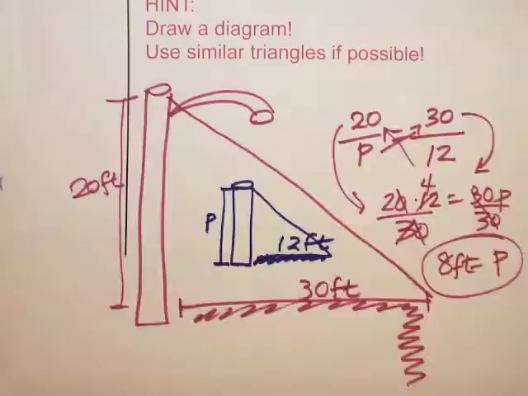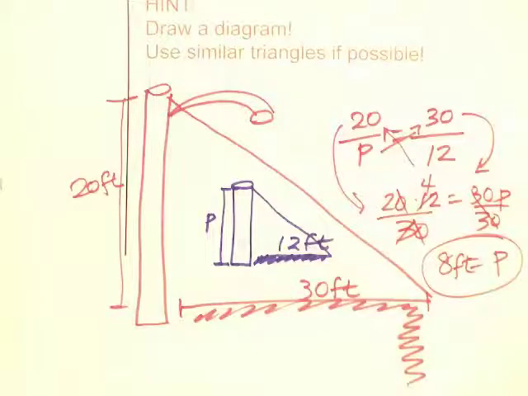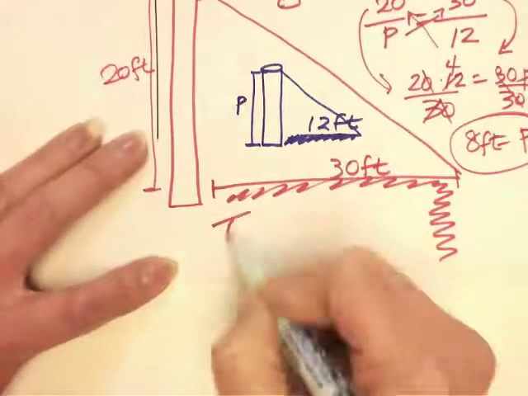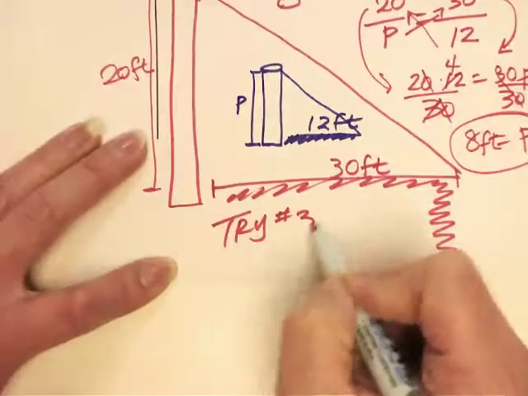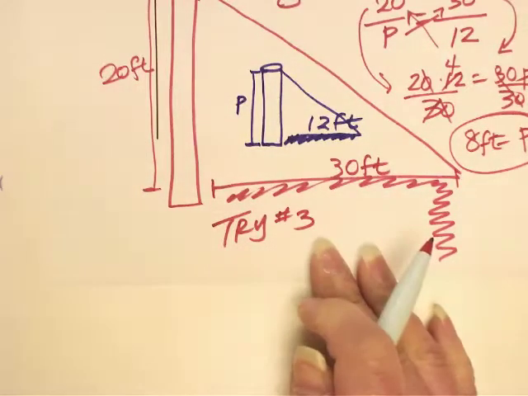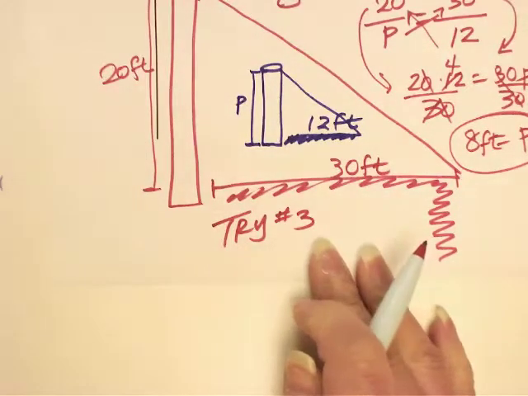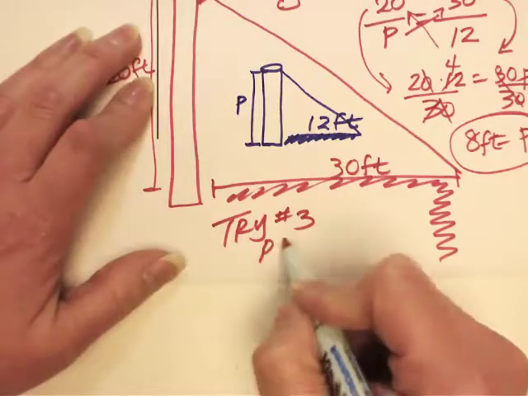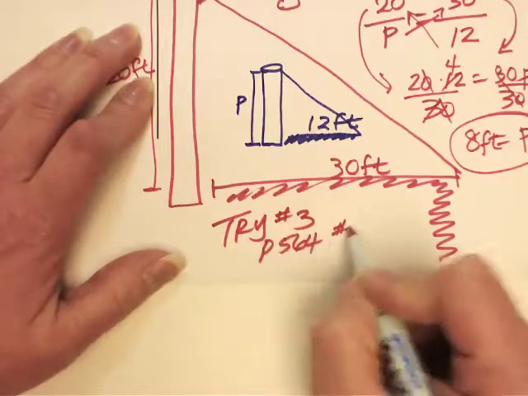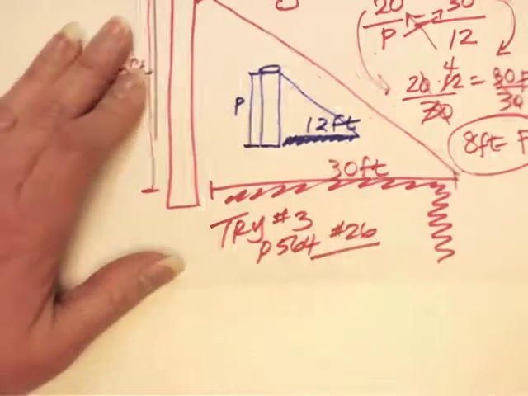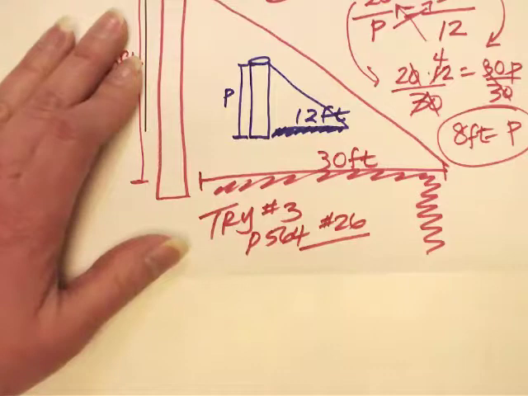So now it's your turn. Last try problem, go ahead and try. This is the third problem, and this problem is located on the next page, which is on 564, number 26. Okay, and bring that problem to class tomorrow with the other two.